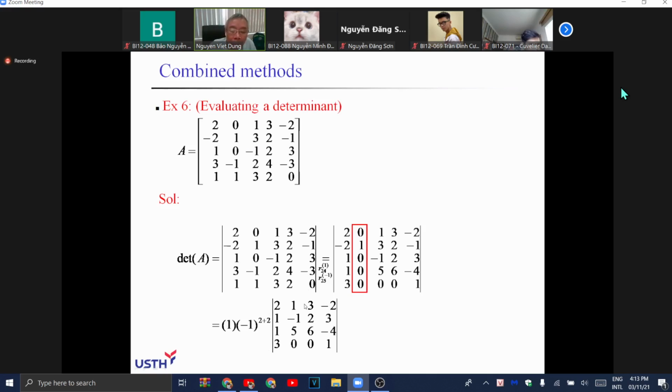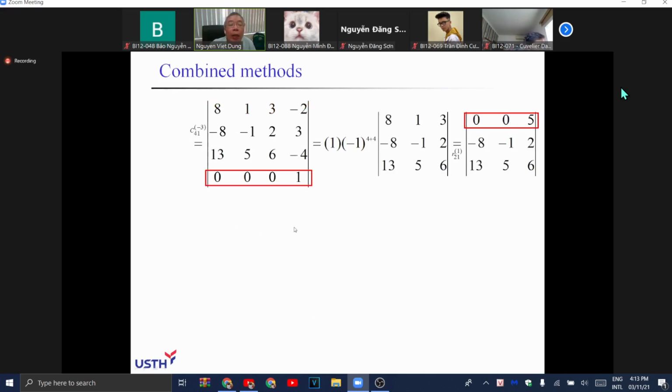Now it is smaller than that one, but still not so easy to find the determinant. Then once again we apply the column operation like that, and we get a new matrix. That new matrix has the last row consisting of only one non-zero entry, which is 1 here. Then once again we apply cofactor expansion here, and we get that thing.